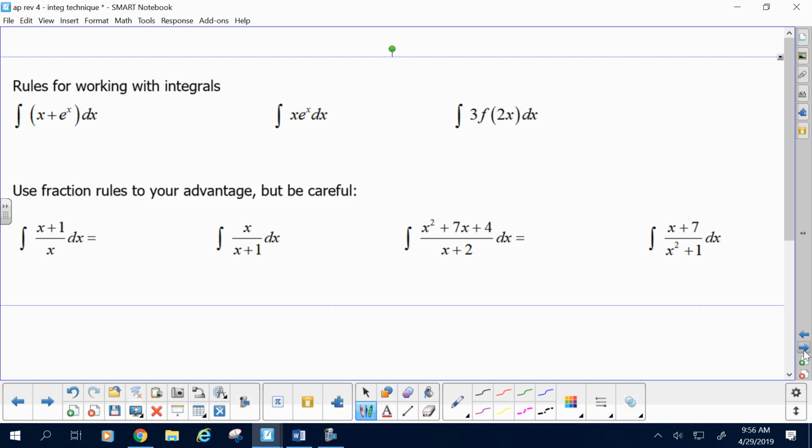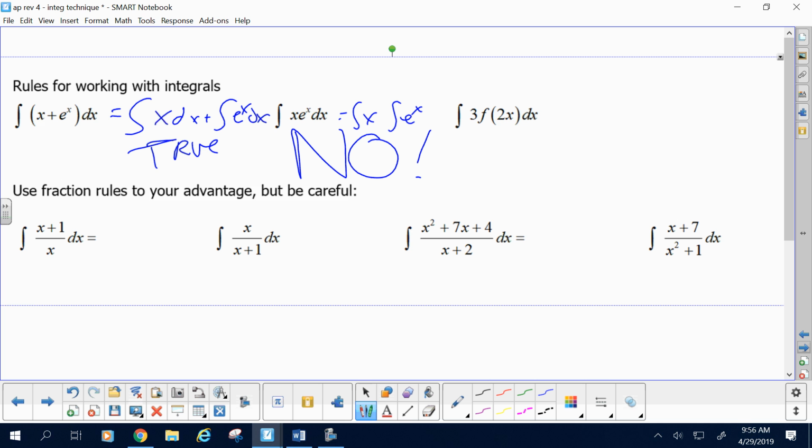All right, rules for working with integrals. When you have a sum, is it true that you can integrate each part of the sum separately? True? Yes, true. When you have a product, can you integrate each part separately? Is that allowed?